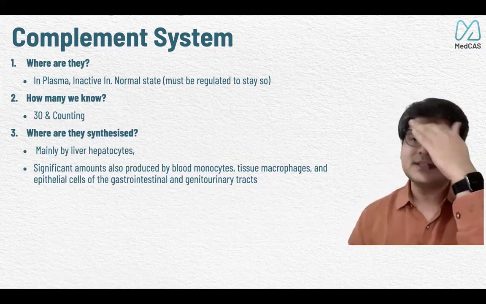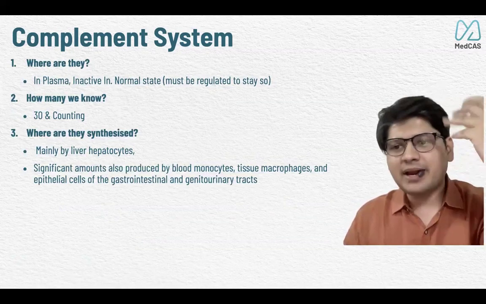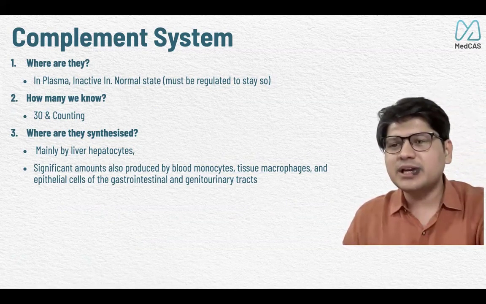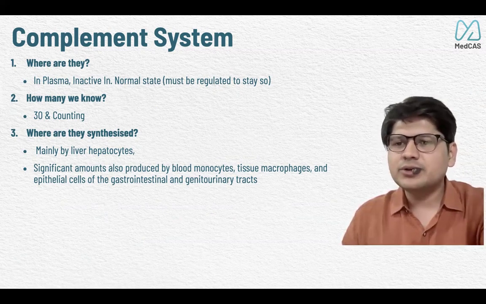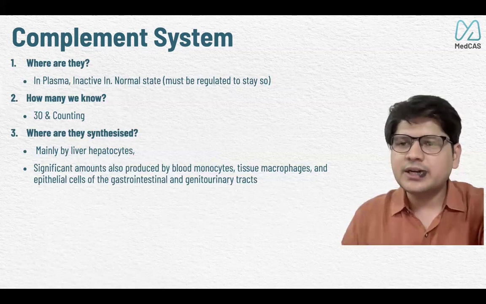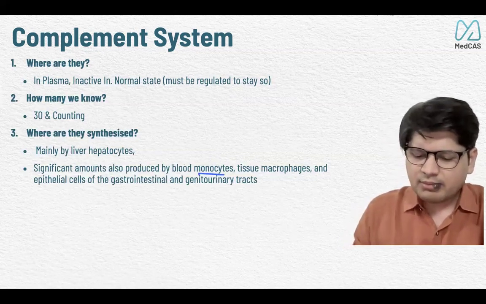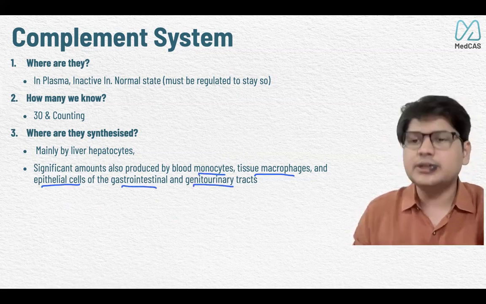So in liver diseases, complement level might come low despite the other things being fine, because we will keep sending this complement level, C3, C4 and all, in autoimmune diseases. But the basic things are very clear. We should know that it is majority produced by the liver, and to a certain degree, they are also produced by monocytes, tissue macrophages, and epithelial cells of the GI tract and the GU tract.